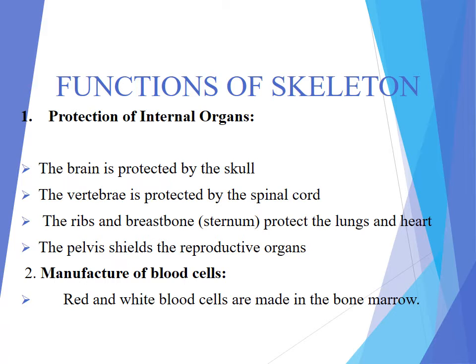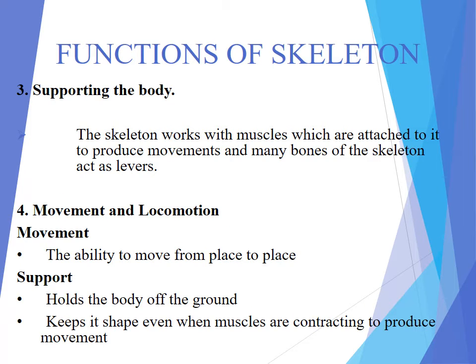The spinal cord is protected by the vertebrae, and the ribs and breastbone, which is also called the sternum, protect the lungs and heart, and the pelvis shields the reproductive organs. The pelvis is present in the lower portion of the body. Hip bones are actually called the pelvis. Manufacture of blood is the second function of the skeleton. Red and white blood cells are made in the bone marrow. Red bone marrow is responsible for making red and white blood cells, which is another function of the skeleton.